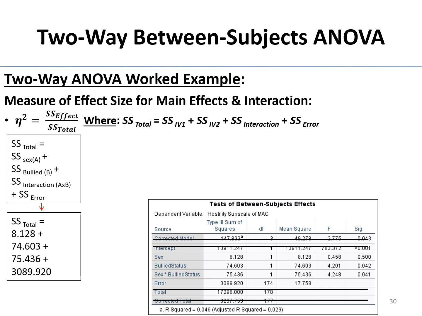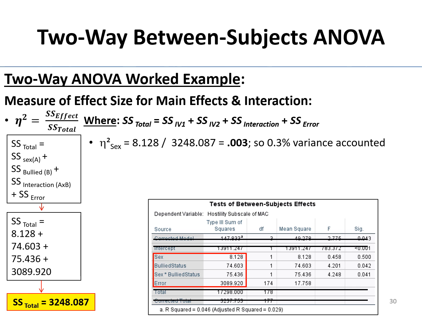I'm just showing you where the means come from for calculating the sum of squares. Like, where do they come from? This shows you where I got them in the table. There you go. If you add all those up, apparently it's 3,248.087. So that's the number you get.